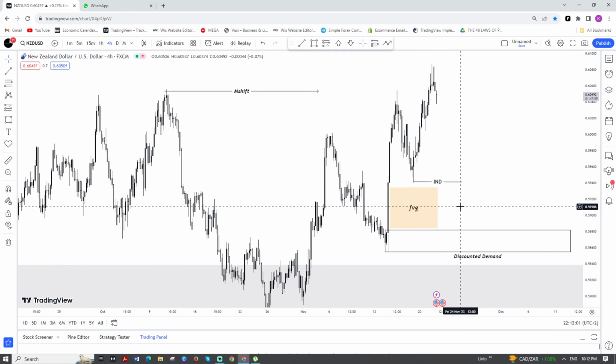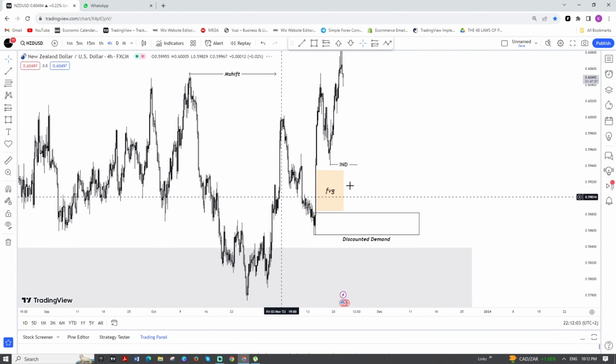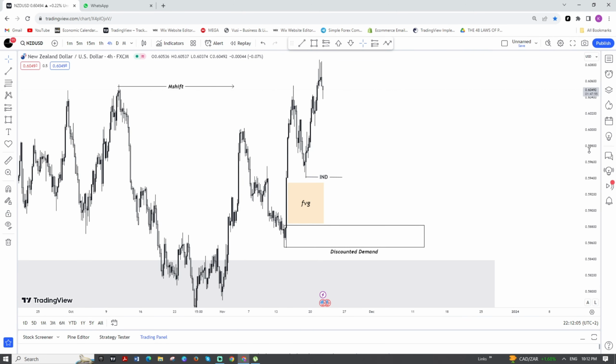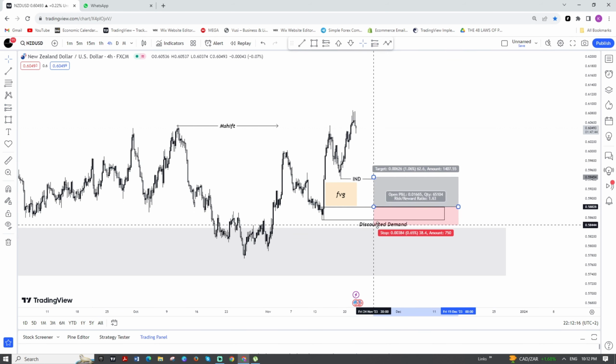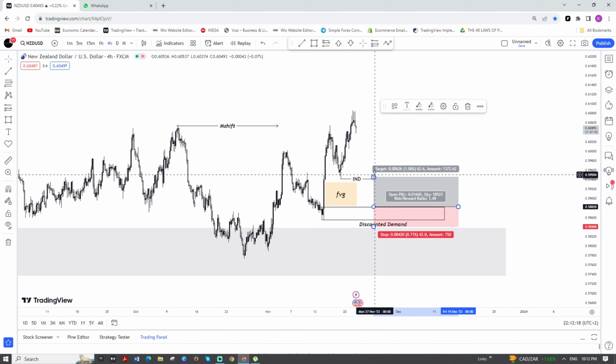So this is the area where I am really looking for the buys, over on this area, right? Maybe put the stop loss below that order block and take it up.